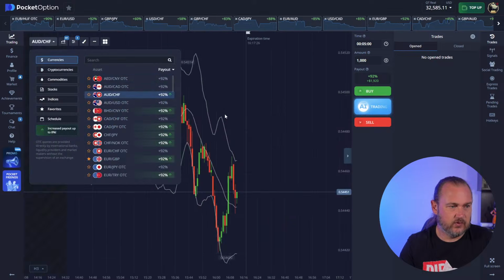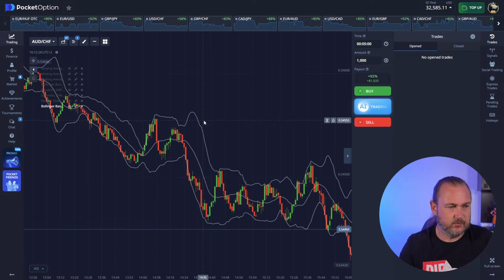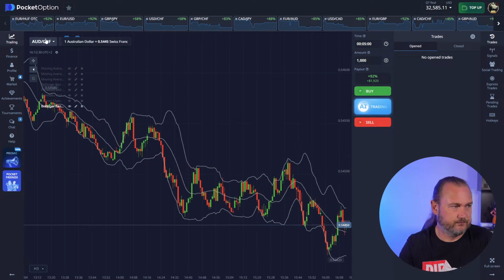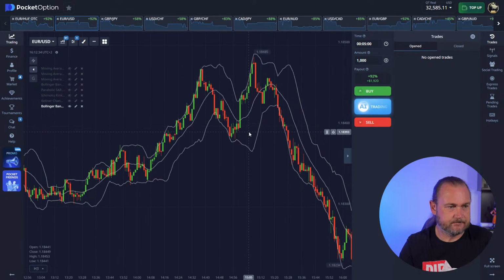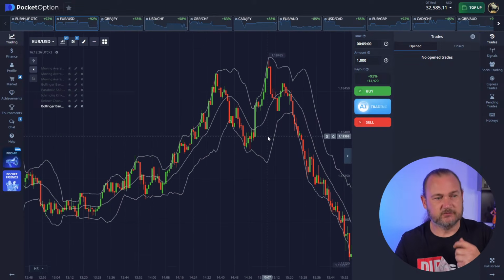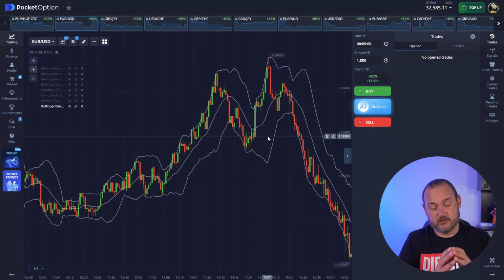is when we have price moving in a bubble. Let's go back to Euro USD. It usually gives me good entries. When we have price moving in a bubble, when we have the Bollinger Bands making a bubble, a period of high volatility, and they start contracting.